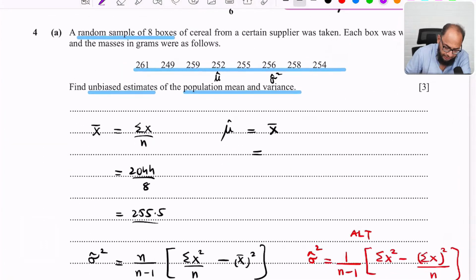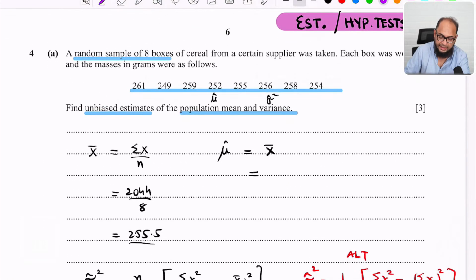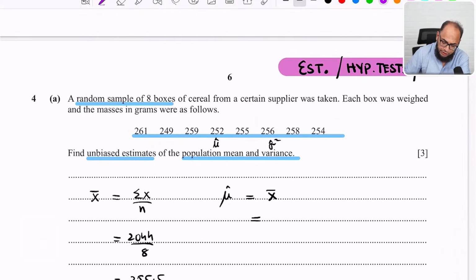Okay. Now, question number 4. It's about estimation, hypothesis, CLT. I'm just reading it directly. A random sample of 8 boxes of cereal from a certain supplier was taken. Each box was weighed and the masses in grams were as follows: 1, 2, 3, 4, 5, 6, 7, 8. Add it all up. That's 2044 divided by 8. That will give us the mean.